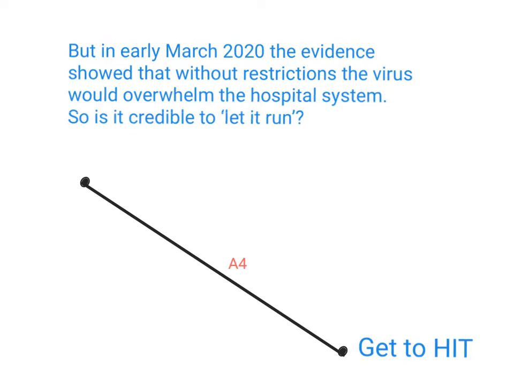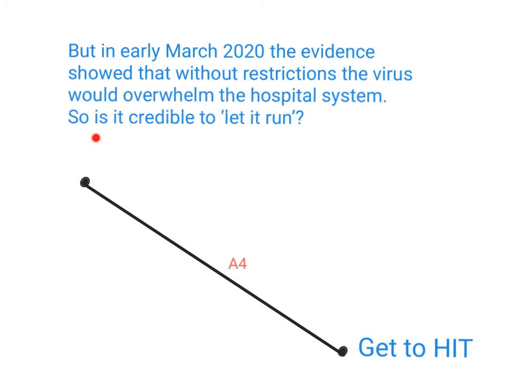So let's get back to analysing this single branch of our very simple game tree. Action A4, let it run, with the objective of getting to herd immunity threshold. And remember, our fact here is that in early March, the evidence showed that without restrictions, the virus will overwhelm the hospital system. The hospital system will run out of beds. Probably hospital staff will pick up COVID-19 and they won't be able to work in the hospital. They'll be in isolation themselves. Possibly they'll be also critical.